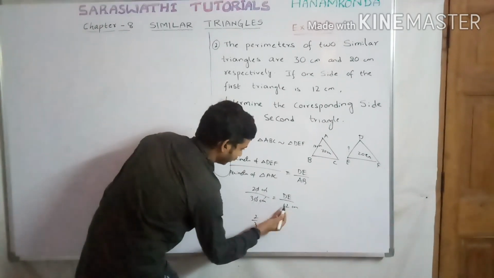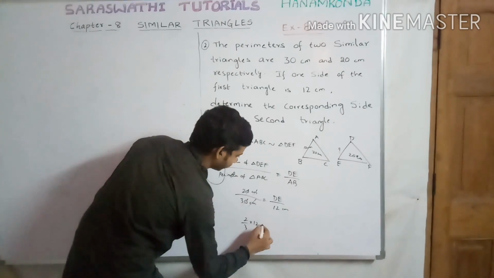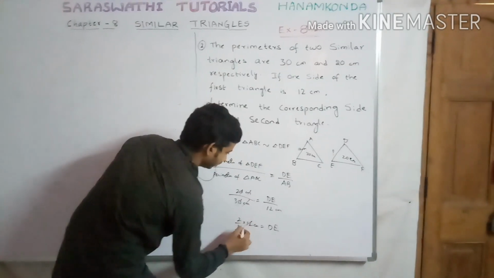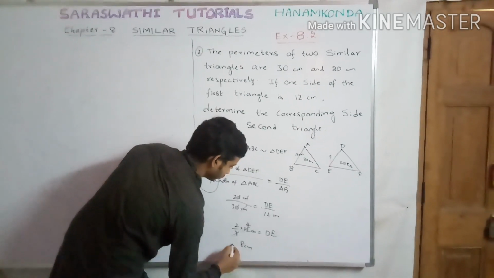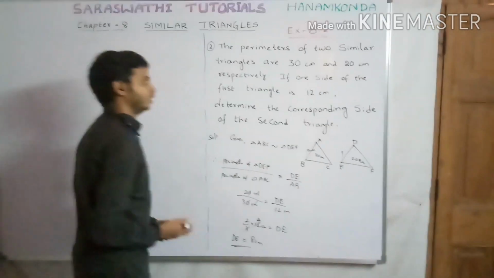So 2 by 3. Again this 12 comes to the left side and gets multiplied with the right side term, into 12 centimeters equals DE. So 3 ones are 3, 3 fours gets cancelled, 2 fours are 8, so 8 centimeters equals DE. So DE value we have obtained is 8 centimeters.